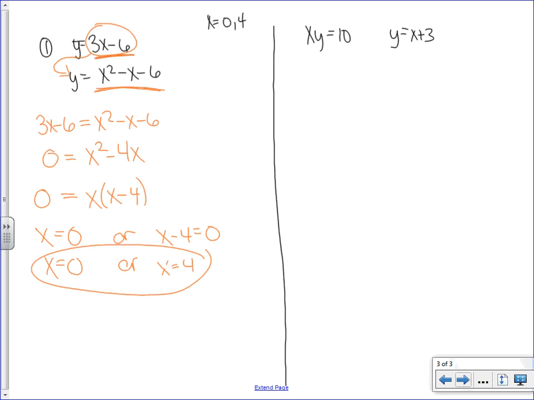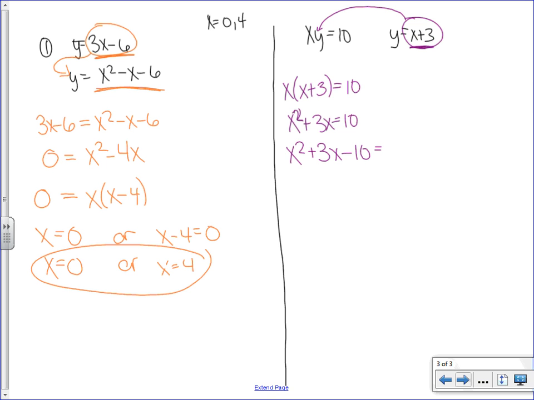Instead of solving the other one for y, I'm just going to use the fact that this equation on the right is already solved for y. Since I know that y is equal to x plus 3, I'm going to take x plus 3 and substitute it into the other equation. So that becomes x times x plus 3 is equal to 10. Now, if we distribute, that becomes x squared plus 3x equals 10. And there's another quadratic that we can solve by getting it equal to 0 and factoring.